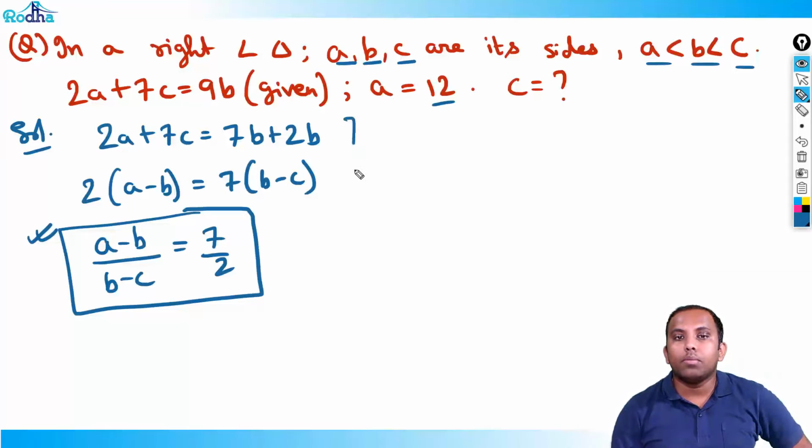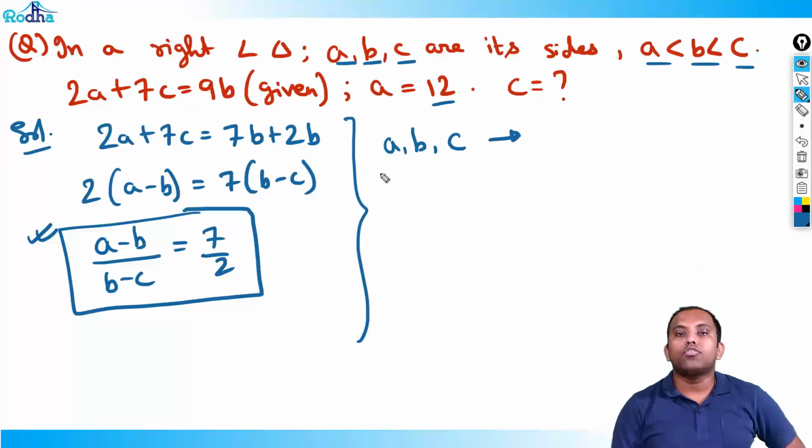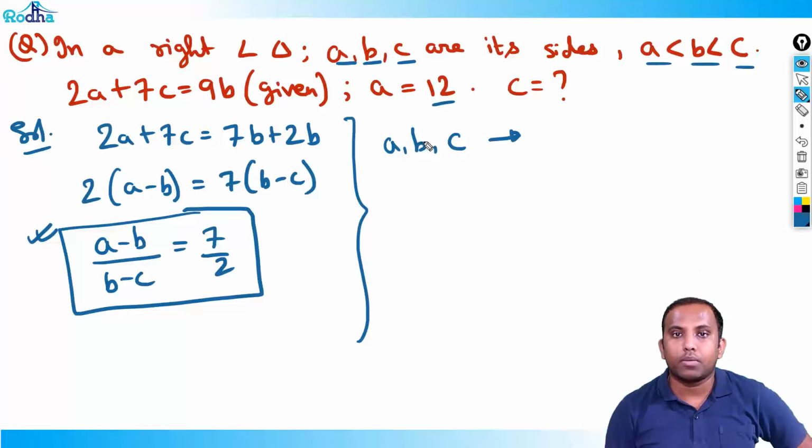So if (A minus B) upon (B minus C) is equal to 7 by 2, then I just need to find this, right? I know that A, B, C is any triplet. I just need to find that triplet in which the difference of A and B is 7 and the difference of B and C is 2. This I need to find here, right?